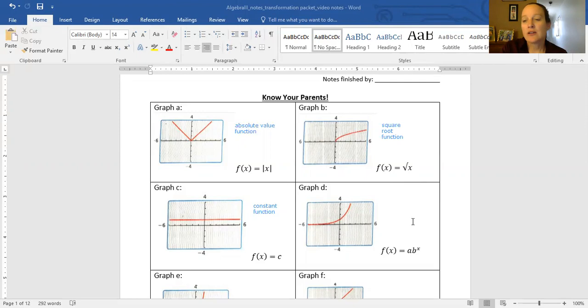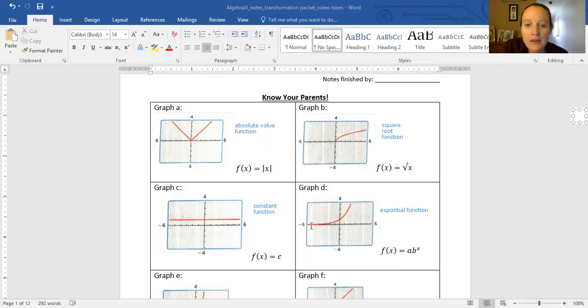Okay. Graph D is my personal favorite because this describes the coronavirus. This is how it's been growing this entire time. This is known as the exponential function. When we get to that, f of x equals a b to the x. Remember, a is the starting point and b is going to be our multiplier raised to some power.